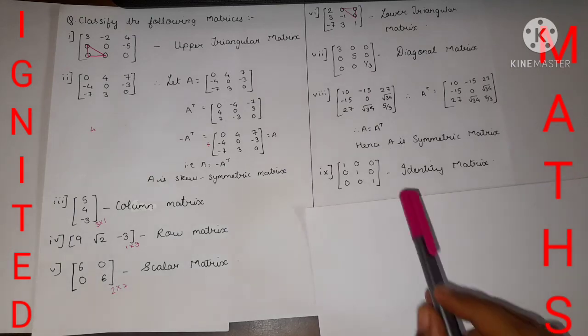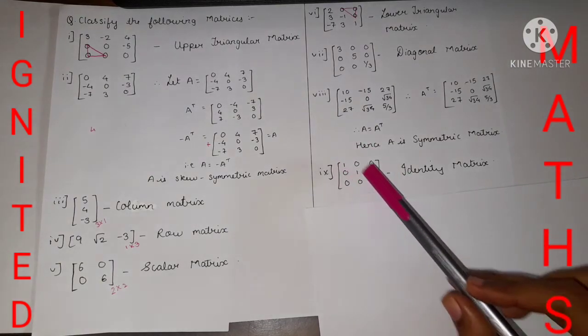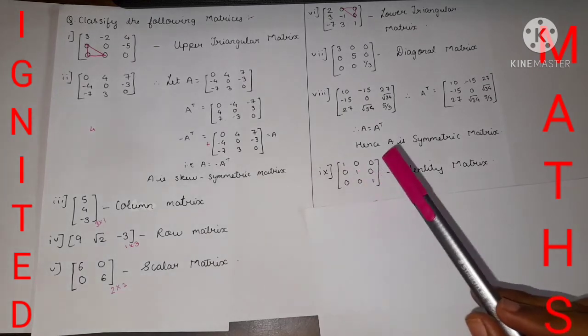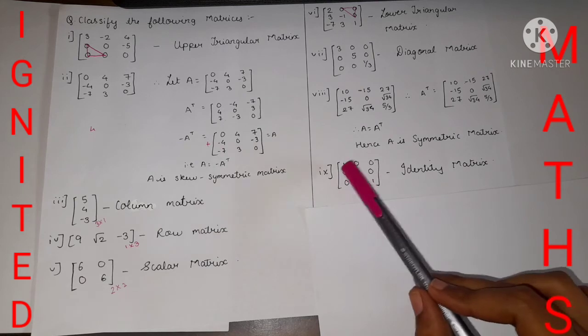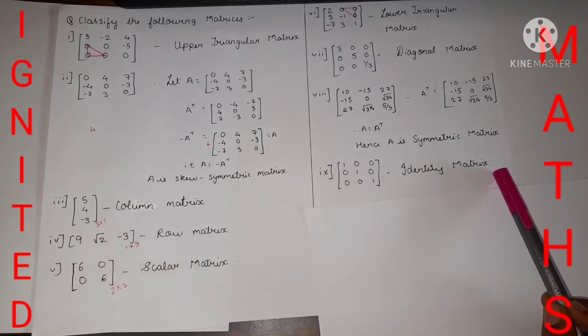Now the ninth sum, you can see here also the diagonal element contains the same term 1, 1, 1. But if the diagonal element contains the same term and it contains only one unit, then it is called an identity matrix.